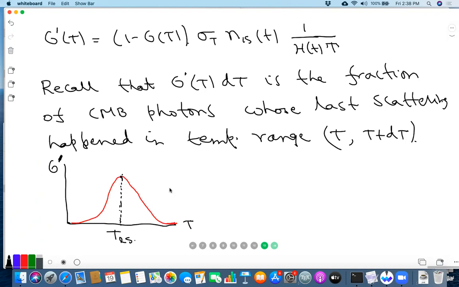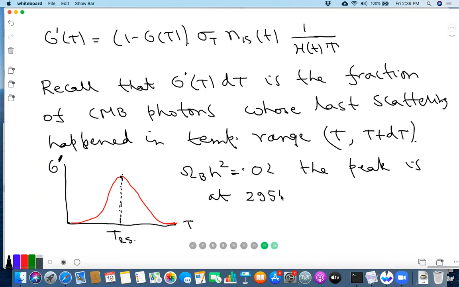And if we just follow this single differential equation, the dx dt equation, then, okay, again, this is Weinberg's result for omega b h square equal to 0.02. One finds that the peak is at 2954 Kelvin, and then the standard deviation is about 253.